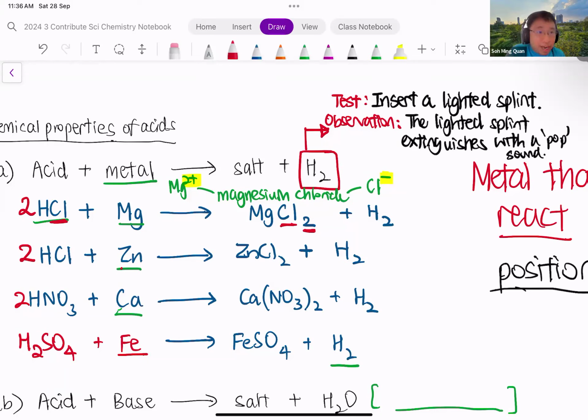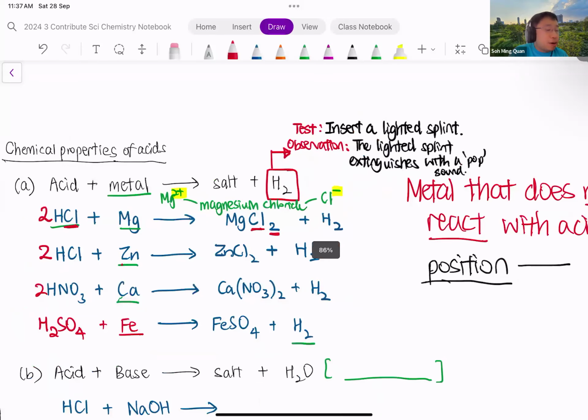Before we move on to the next reaction, let's think, do all metals react with acid? Now that you have learned chapter 12, you have learned that metals are not the same in reactivity. Some metals are ultra super duper reactive. Some metals are very unreactive. So there are indeed some metals that do not react with acids.